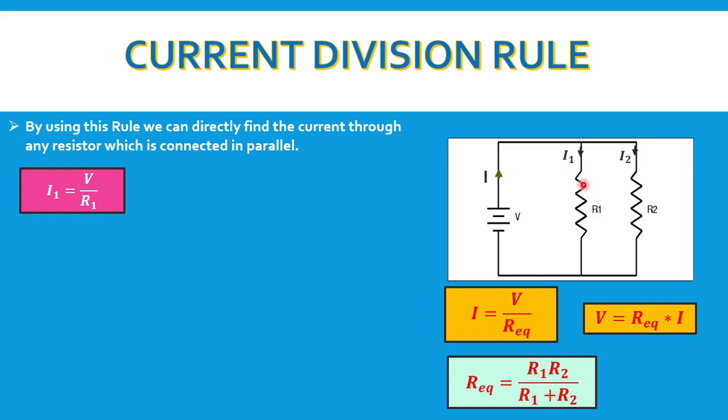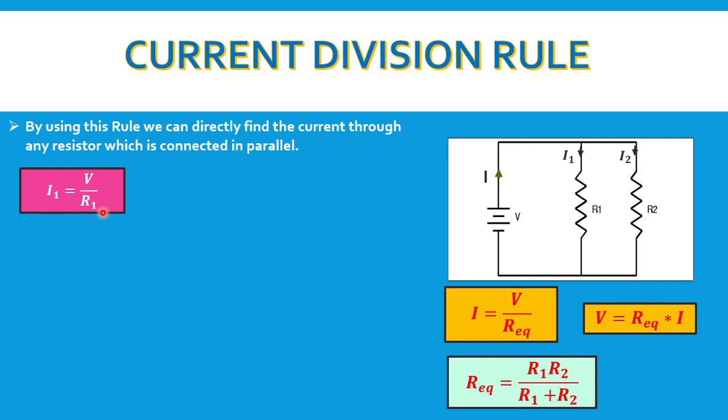Simply, the voltage across resistor 1 is V, and we also know that when the resistors are connected in parallel, the voltage remains the same. The voltage across resistor 1 is V and the voltage across resistor 2 is also V. So by using Ohm's law, we can find the value of I1. I1 is equal to V upon R1.